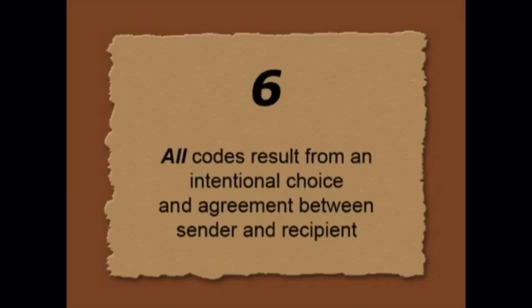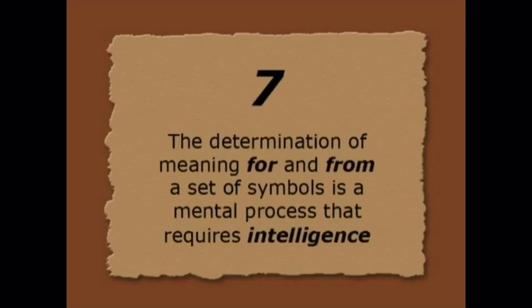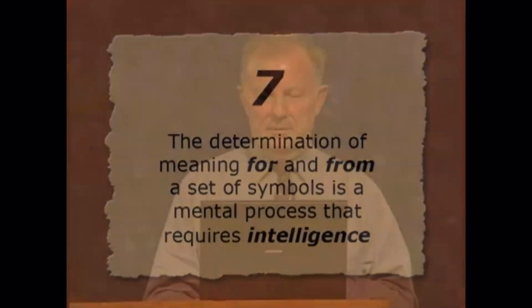Number 6, all codes result from an intentional choice and agreement between sender and recipient. Number 7, the determination of meaning for and from a set of symbols is a mental process that requires intelligence. That's what we see in all cases, in all known systems.